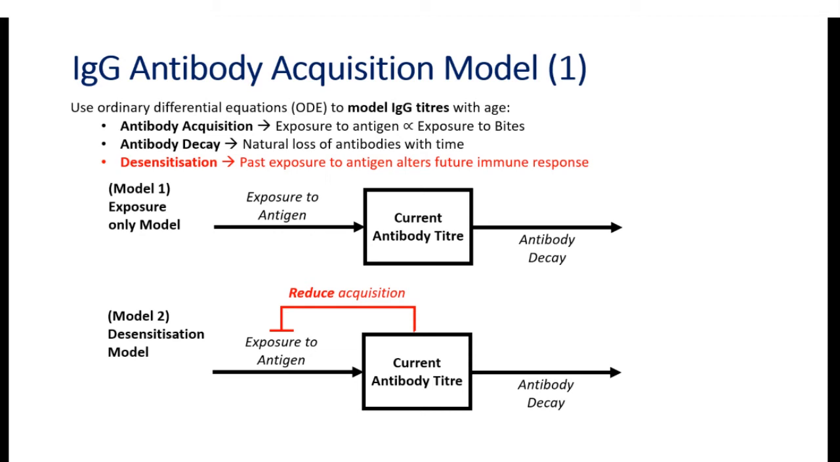We also wanted to push that one step further. We wanted to assume that maybe with continued exposure to salivary antigen, an individual's immune system may become somewhat desensitized to the process of acquisition. So we assume here that your cumulative past exposure to blackfly bites might also slowly result in you responding less and less to the antigen. That created a second model that we call the desensitization model, which is below.